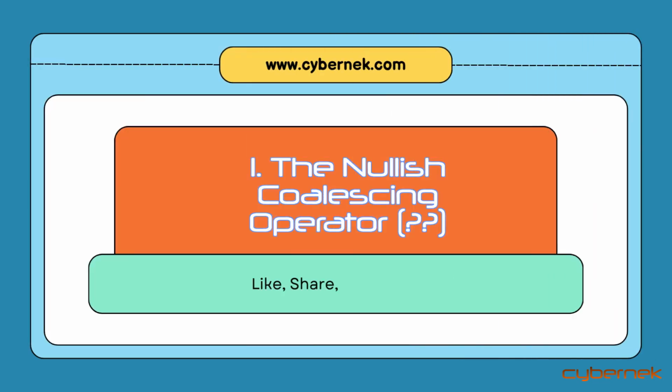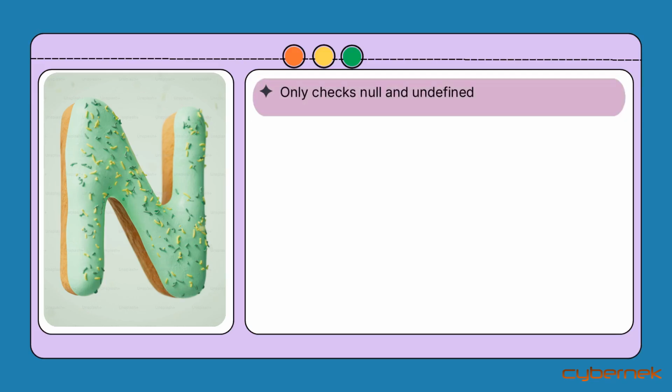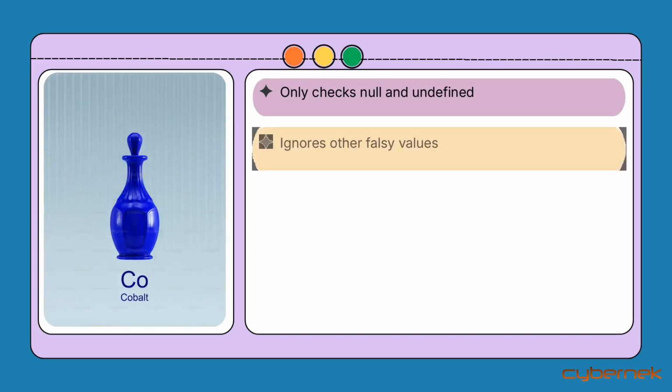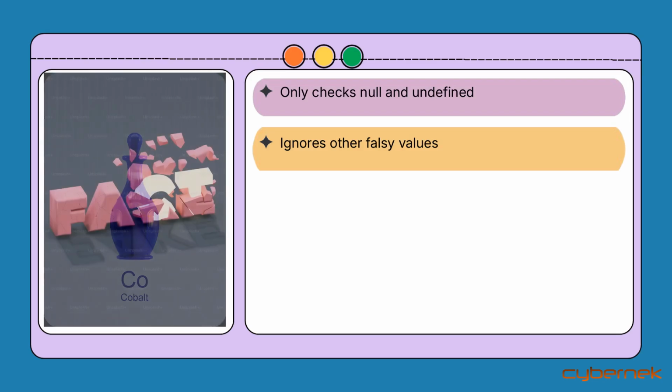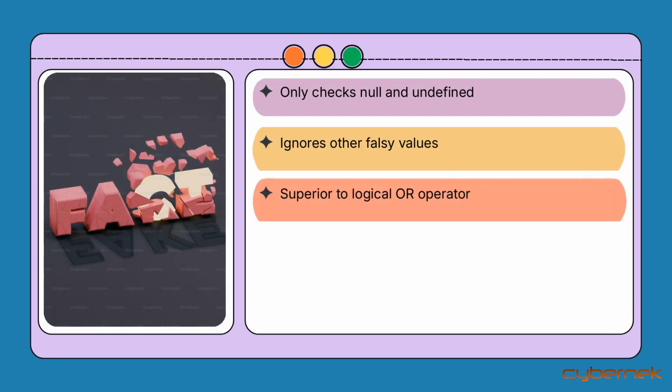1. The nullish coalescing operator. Forget everything you know about the logical OR operator when dealing with falsy values. The nullish coalescing operator only checks for null and undefined, not other falsy values like 0, false, or empty strings.